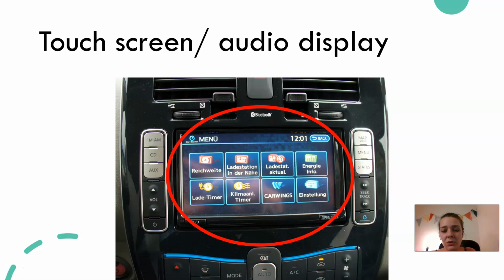Touchscreen, audio display. It looks like this touchscreen is in German.